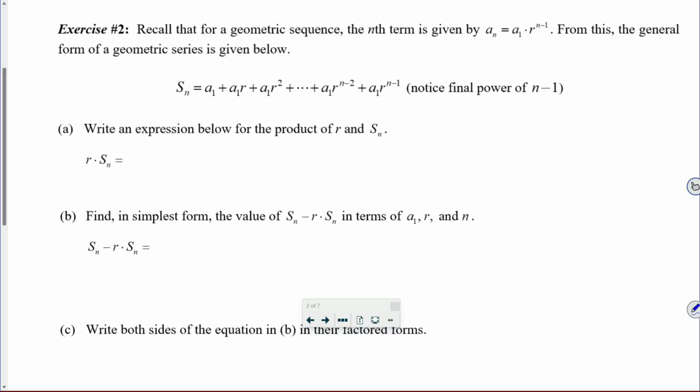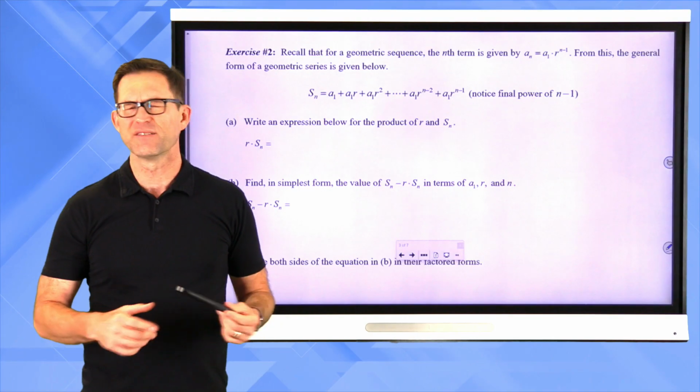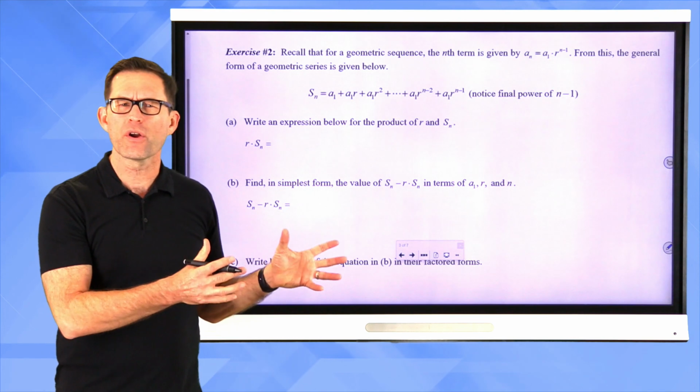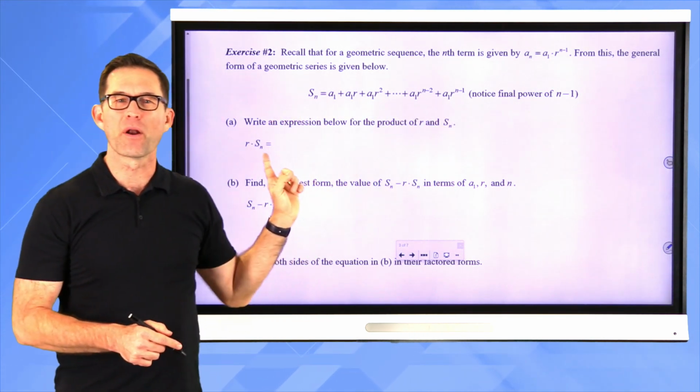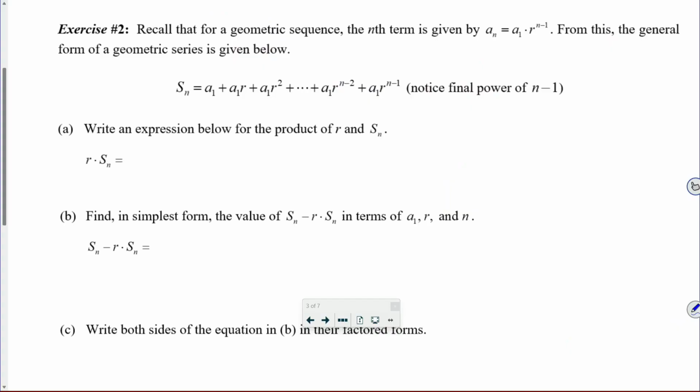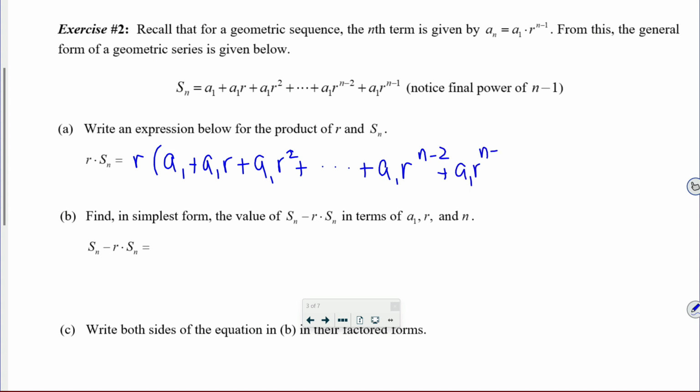Write an expression below for the product of r and s sub n. All right, so let's do this together. We're going to walk through all this together. So I just want to take this mess and multiply it all by r. Let's write down what that would look like. That'll be r times a1 plus a1r plus a1r squared plus dot, dot, dot, plus a1r to the n minus 2 plus a1r to the n minus 1.